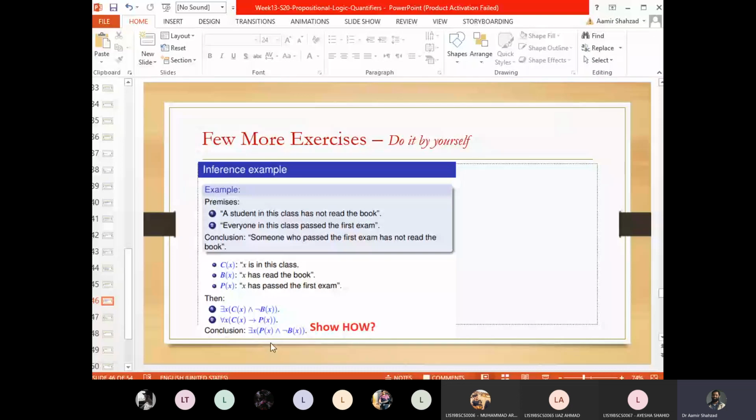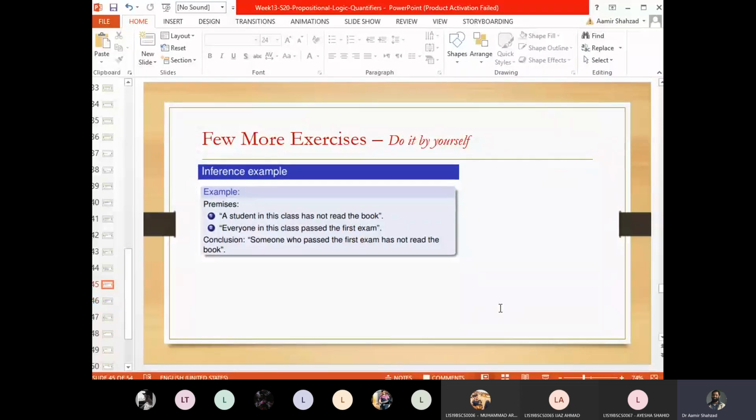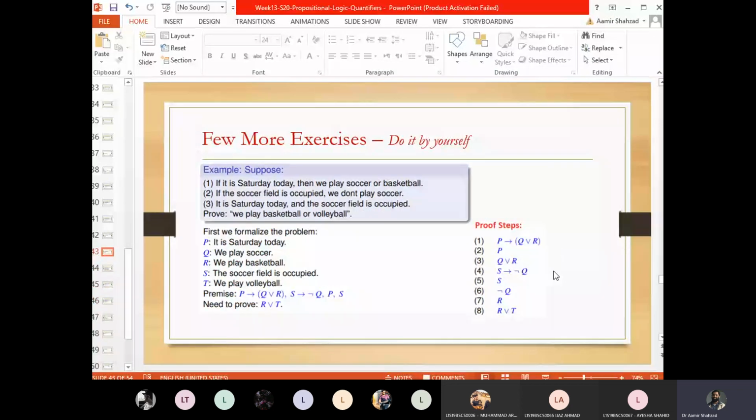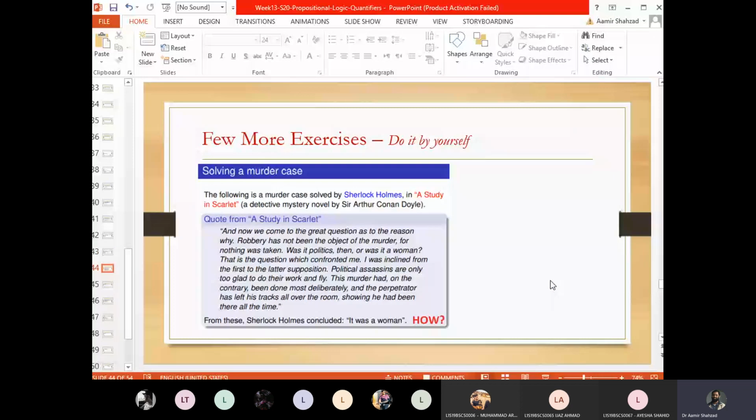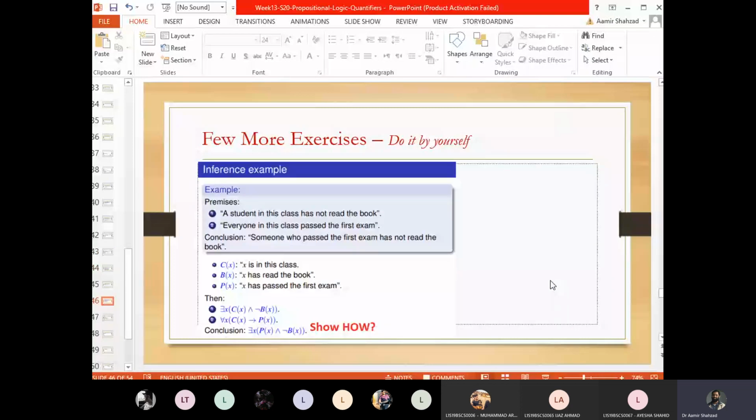So P of X and not R of X. So there is some student who has passed the exam and has not read the book. You can just write down the steps by yourself, just like we have shown in the previous exercise. So this is your homework to do. Actually, we have done it verbally.